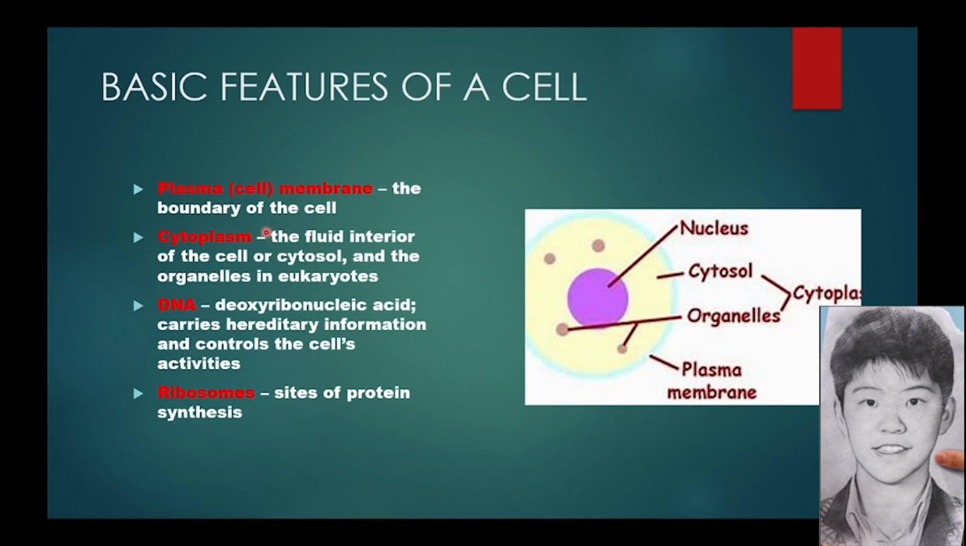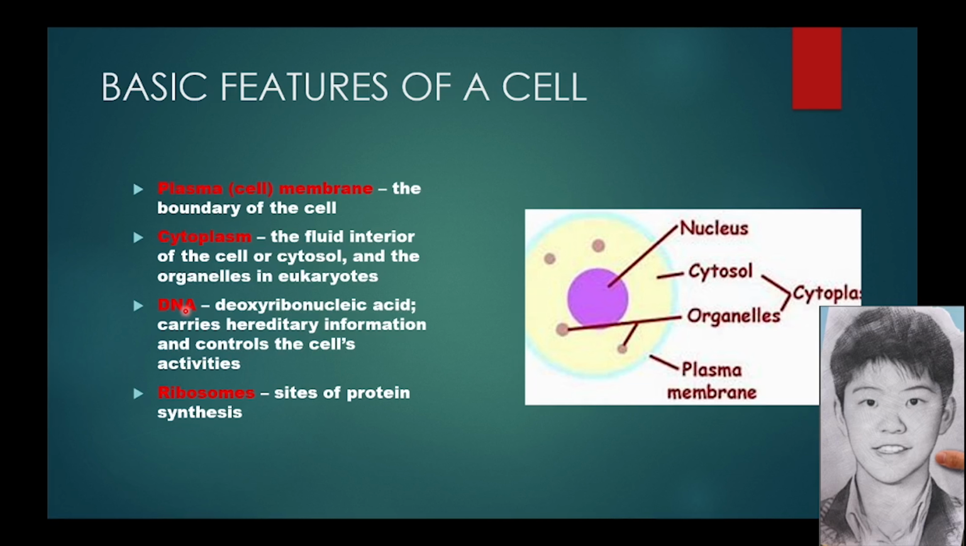So, the plasma membrane. This is the boundary of the cell. However, in plant cells, there is also a cell wall to support its structure. The cytoplasm is the fluid or interior of the cell. This can also be called the cytosol. This is where all the work is done.